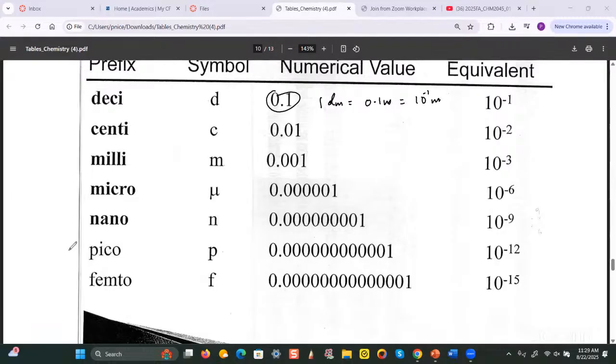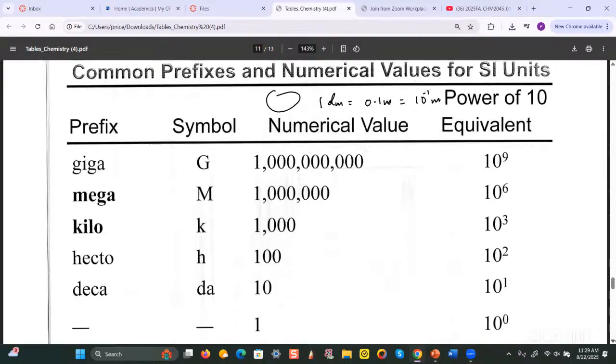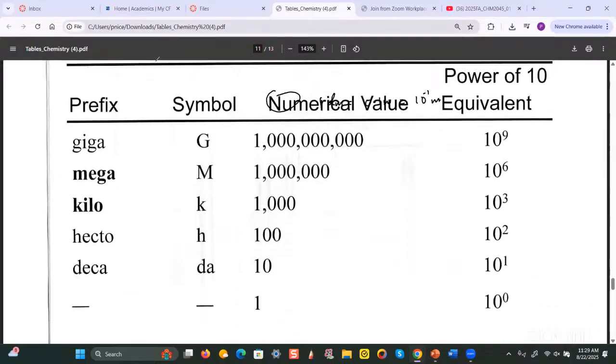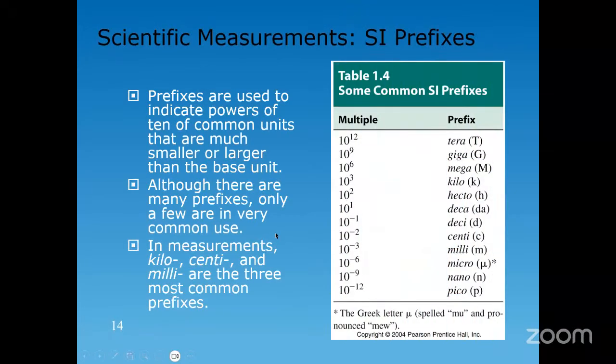And then the next page has larger prefixes. So again, just to use a quick example, kilo means 1,000, so 1 kilogram is equal to 1,000 grams because the kilo prefix is equal to 1,000. So that's how we use the prefixes along with the base unit to express units in the metric system. So let me go back to the PowerPoint and let me skip all this.